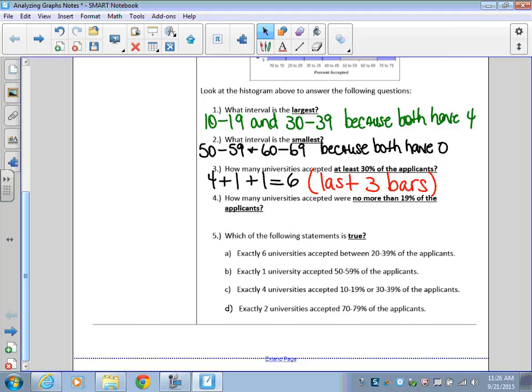Problem number 4. How many universities accepted no more than 19% of the applicants? That's going to be 4, and that's the first bar only.